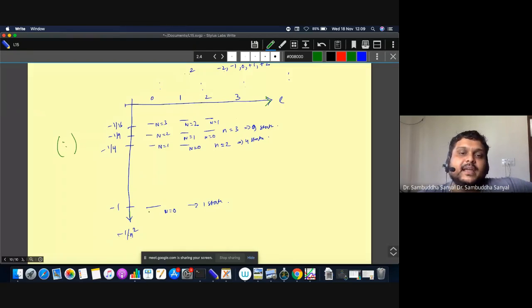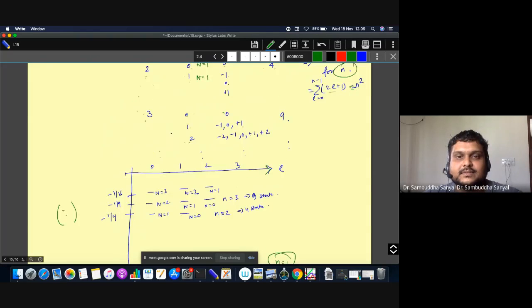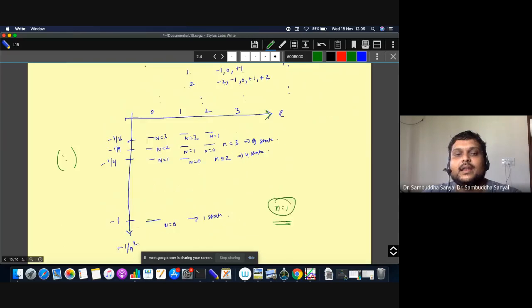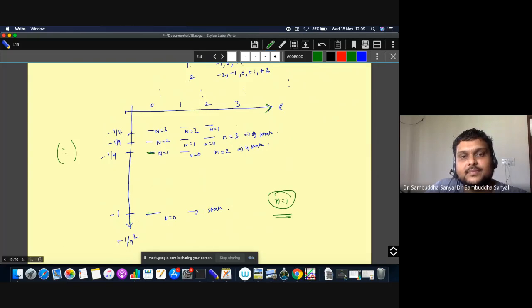If I plot the n equal to 1 solution, all the solutions at the lowest point, that is basically -1 in the 1 by n square scale. And then I can plot the n equal to 2 solution. How many ways is the n equal to 2 solution possible in this case? It will give me L equal to 0 and L equal to 1, so this and this.